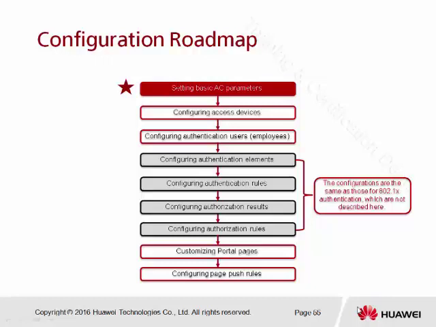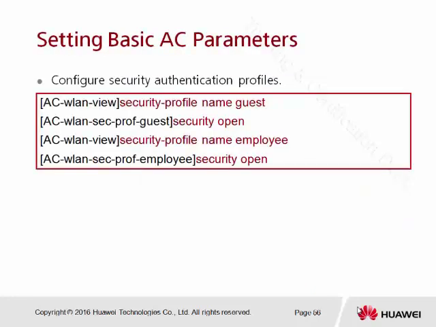Here we go, this is the configuration roadmap. The first one is setting the basic AC parameters. The way of setting up the AC parameters for 802.1X and the portal is actually the same. The difference is when we configure the security profile: for 802.1X we have to use WPA2 for encryption, but for the portal, only open security is allowed. So this is how we configure it here. We make both employee and guest use open.